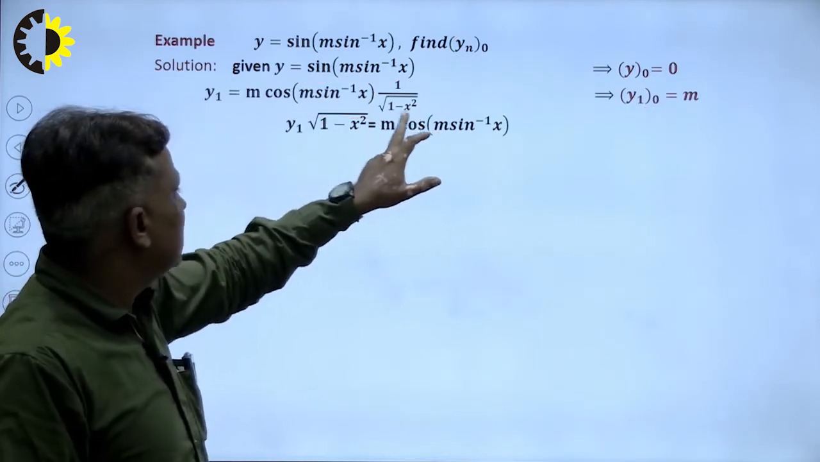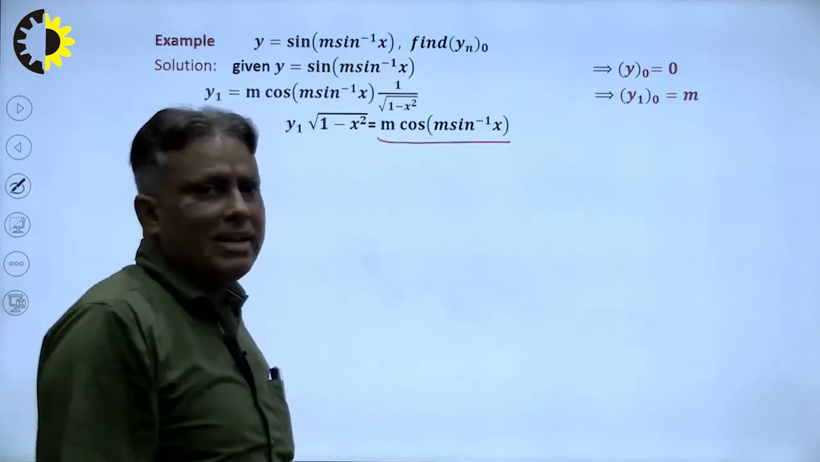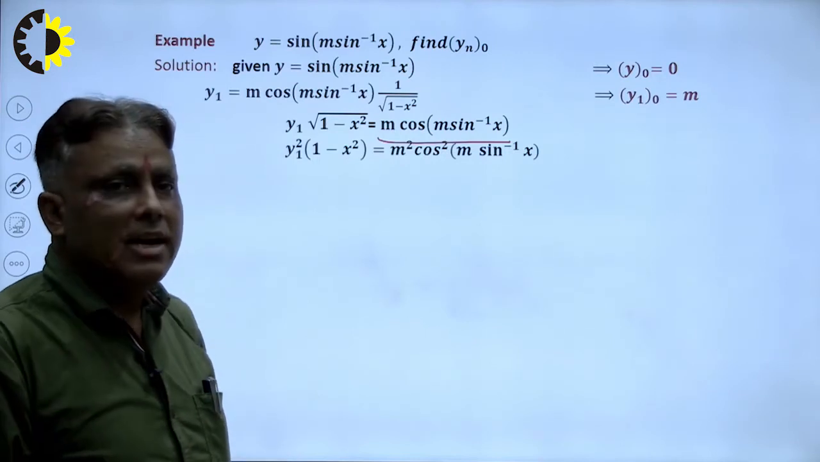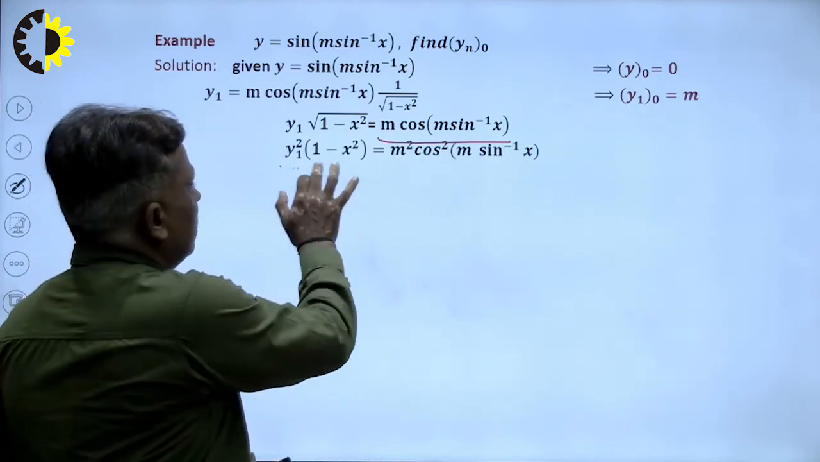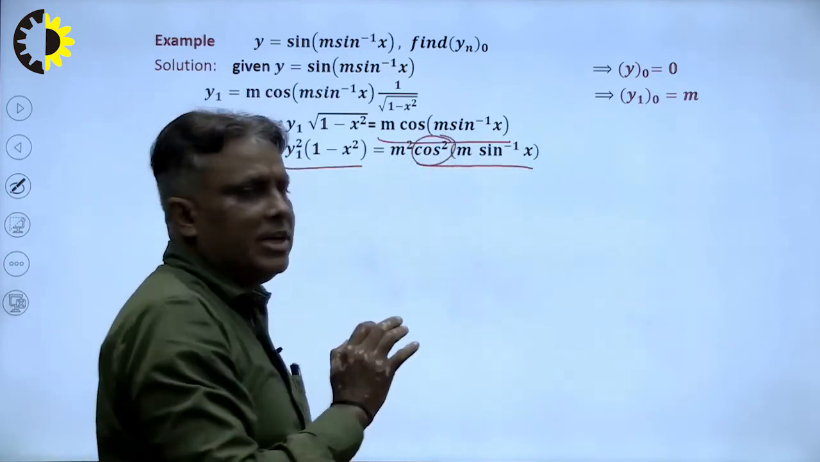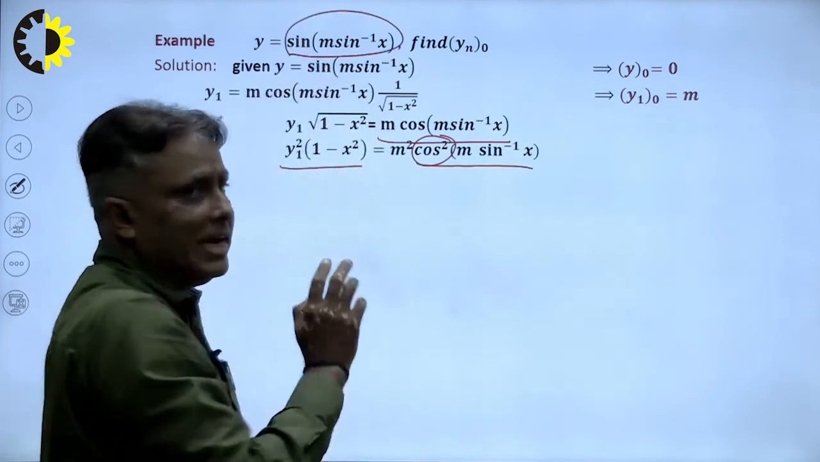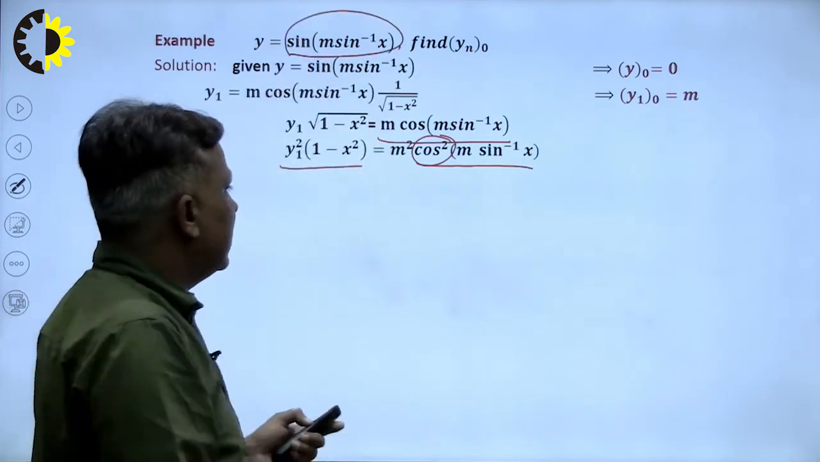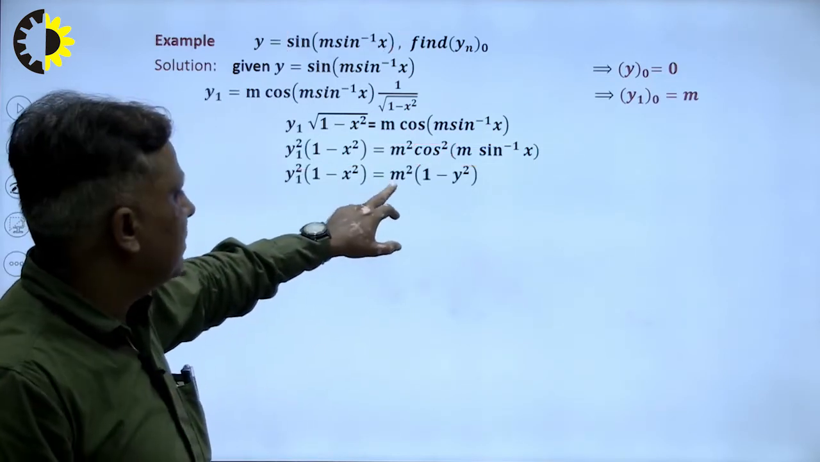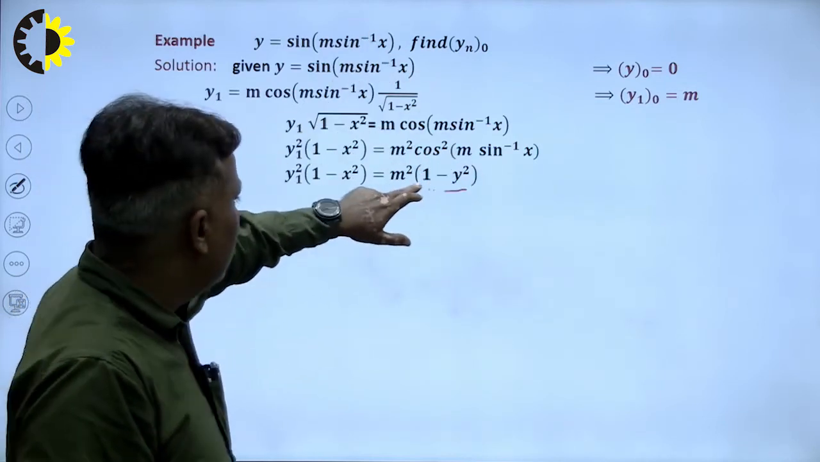So 1 minus x square goes to this side and this will be this, right? This is not convertible in y. So first of all I explain here, squaring on both sides, so the square root is finished, and we get m square cos square y, and cos square y can be written as 1 minus sin square y, because our aim is to reduce into sin y, right? So the value will be y1 square times 1 minus x square equals m square times 1 minus sin square, and sin square is y square, so this will be 1 minus y square.